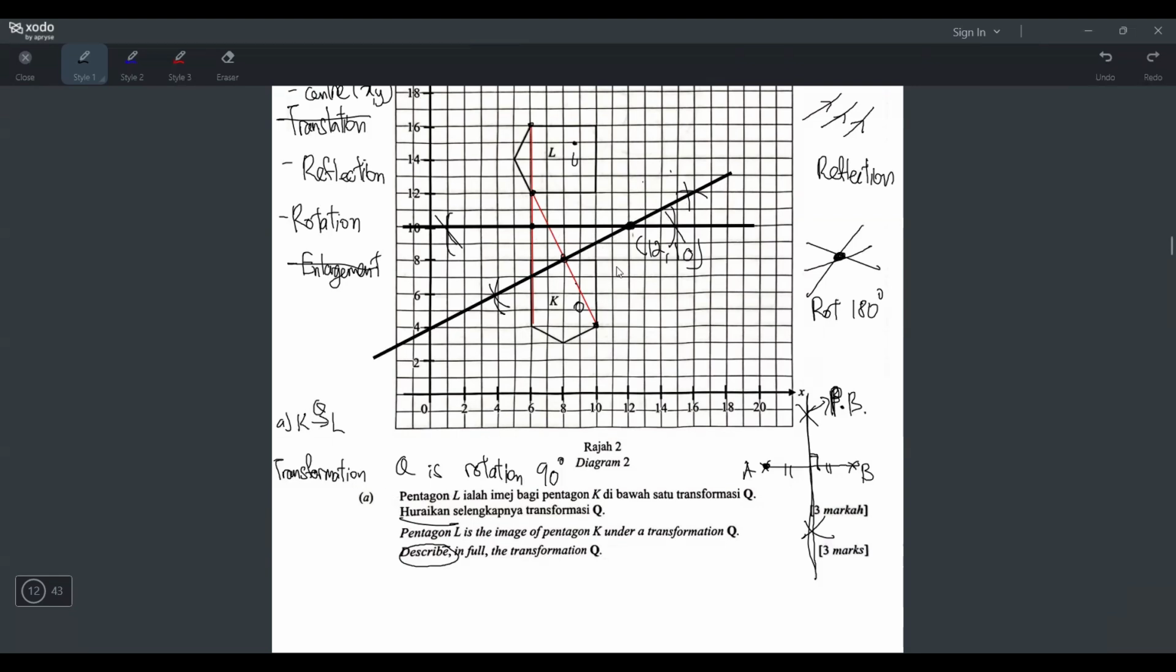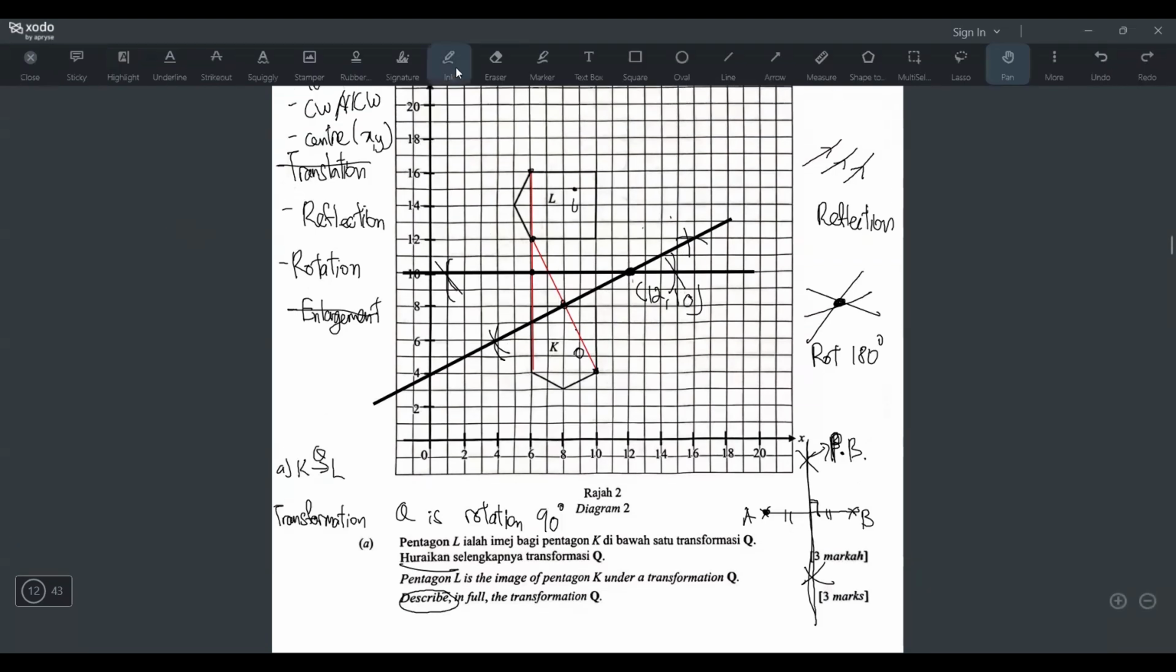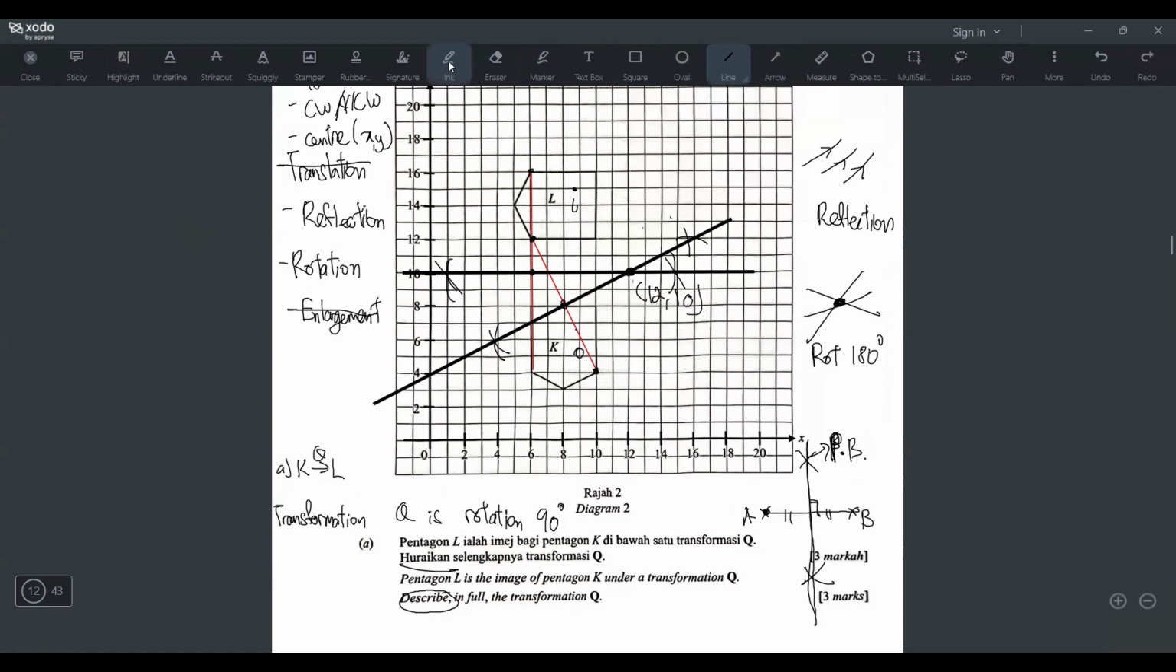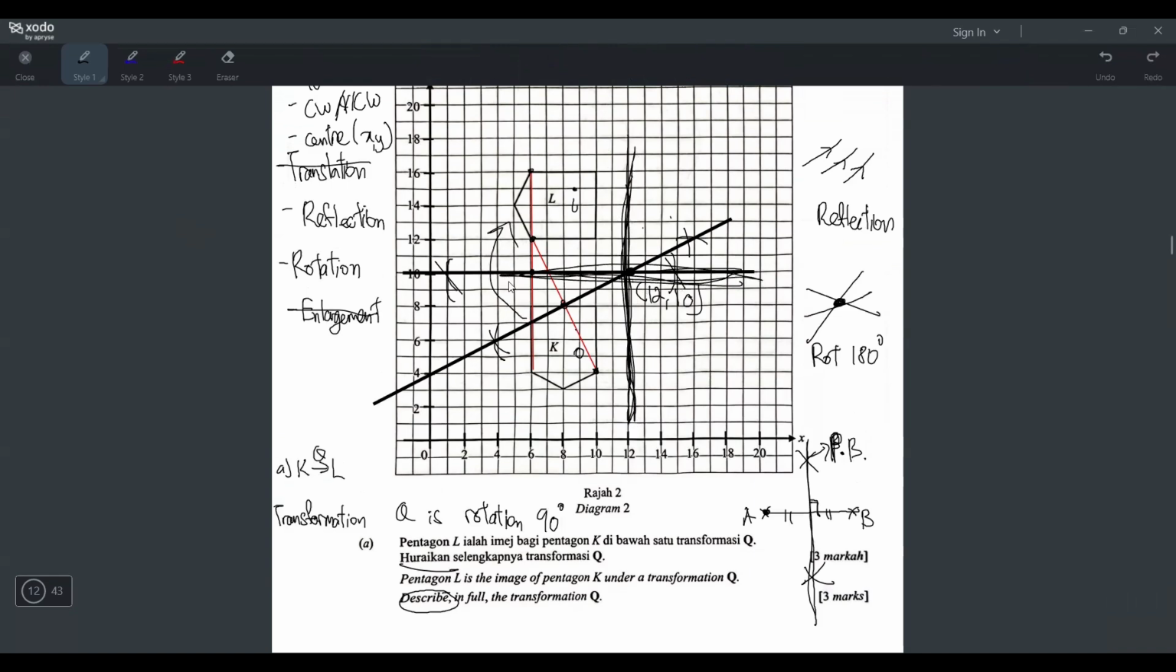Okay, now I'm done. Now I already know my center, so I can determine whether it's clockwise or anti-clockwise. Just imagine there's a cross at the center like this, right? And imagine you are going from object to image. So you're going in this direction. That means this is clockwise. 90-degree clockwise, right? Why is it clockwise? Because it follows the direction of the clock.